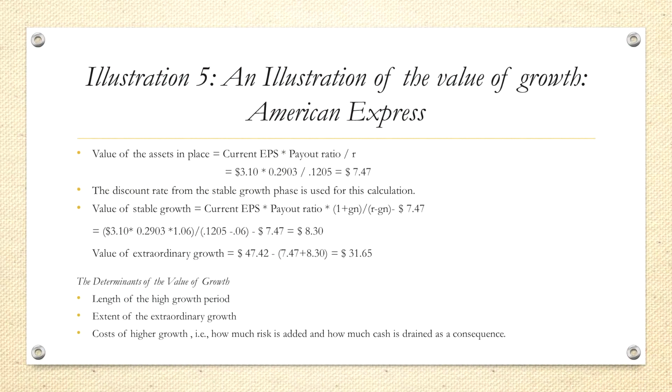And there are 3 major determinants of the value of the growth. The first one is the length of the high growth time period. The second is the growth rate. Of course, the higher the growth rate, the higher the value of the growth. And the third one is the cost of higher growth. As you see, when you assume that a company may have a high growth rate, then you need to assume that the risk will be higher. Therefore, beta will be higher, and the required rate of return will be higher. It will cancel off the side effect of high growth on its value, because the required rate of return is the discount rate of your dividends.